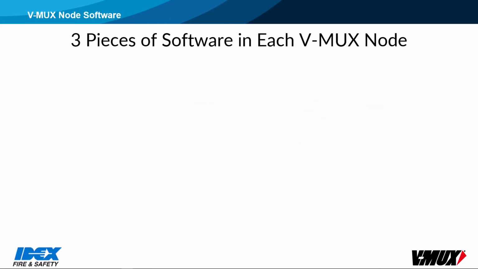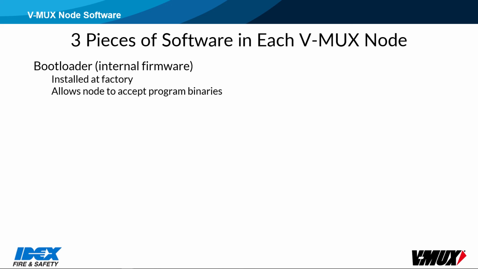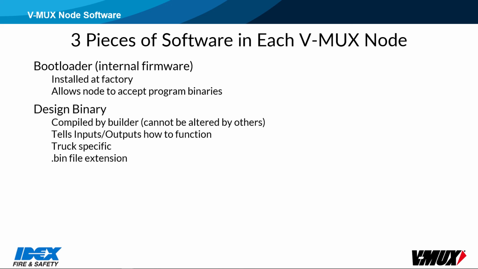There are 3 pieces of software that go into each node. The bootloader is internal firmware that is installed at the factory. It allows the node to accept the program binary files. The design binary tells inputs and outputs how they are supposed to function. This file is compiled by the vehicle builder, and cannot be altered by others.